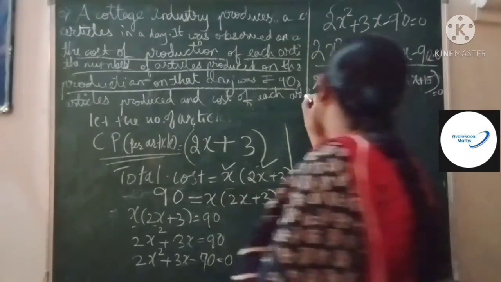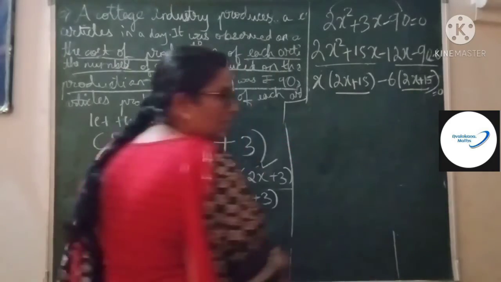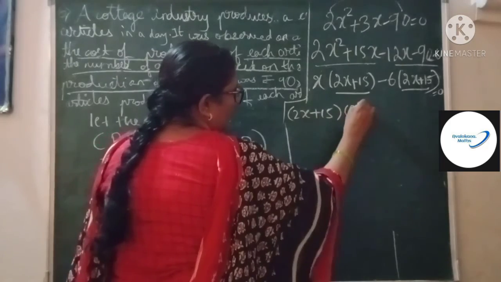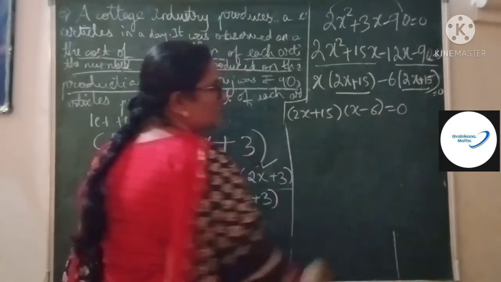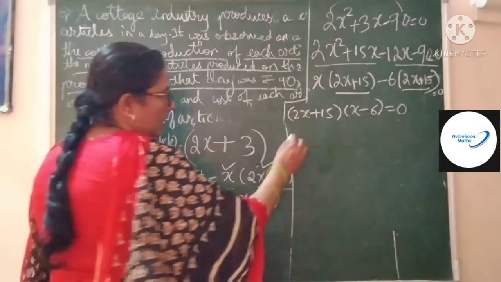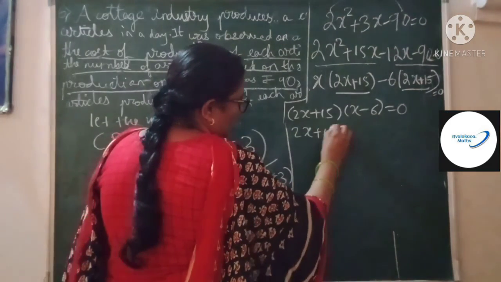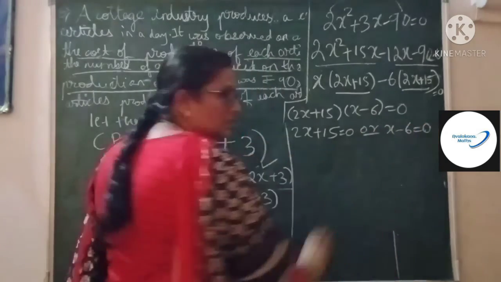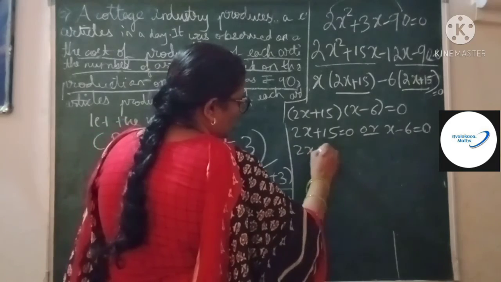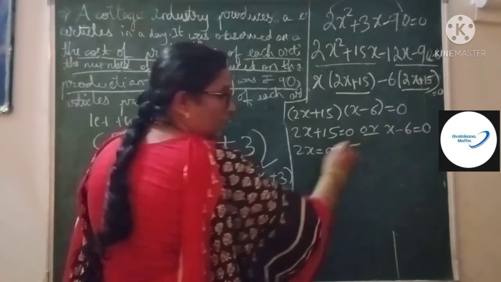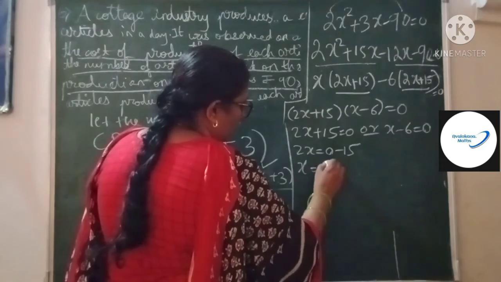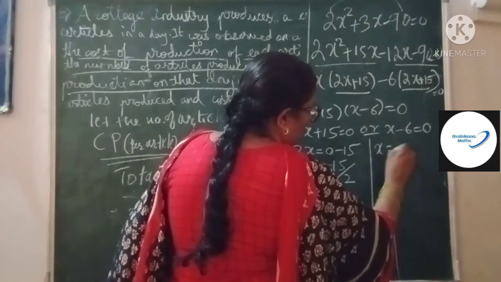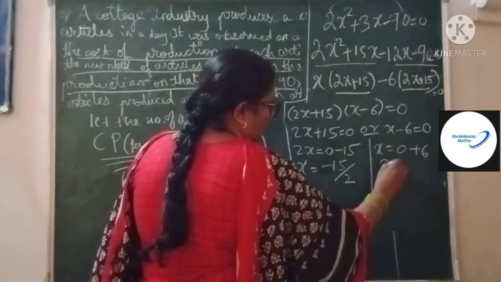Remember to write the 0. So you have got the same thing: 2x plus 15 and x minus 6 equals 0 is the next step. Then you write 2x plus 15 equal to 0, or x minus 6 equal to 0. That means 2x is equal to 0 minus 15, so x is equal to minus 15 upon 2. Then here x is equal to 0 plus 6, x equals 6.